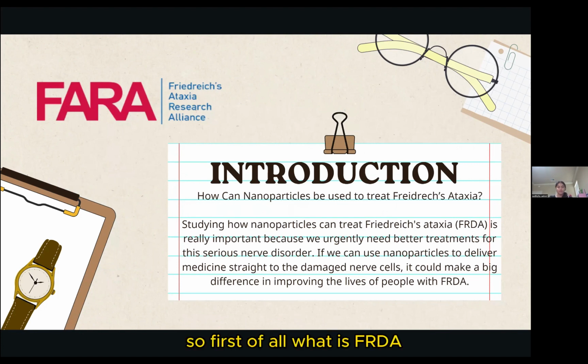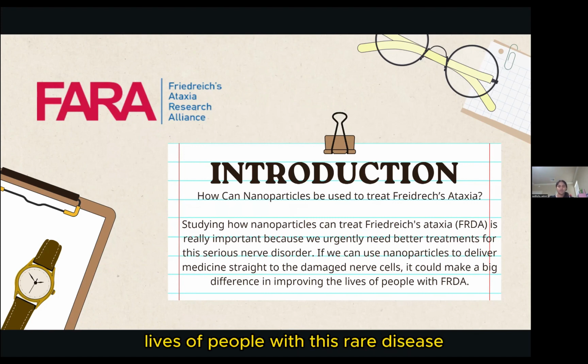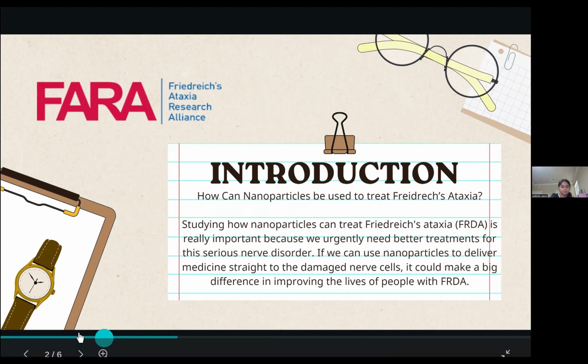So first of all, what is FRDA? It is a rare neurodegenerative disease which damages the spinal cord and portions of the brain. My research is important because this disease currently has no cure yet. So if we can possibly use nanoparticles to deliver medicine or proteins straight to the damaged nerve cells, we could make a big difference in improving the lives of people with this rare disease.